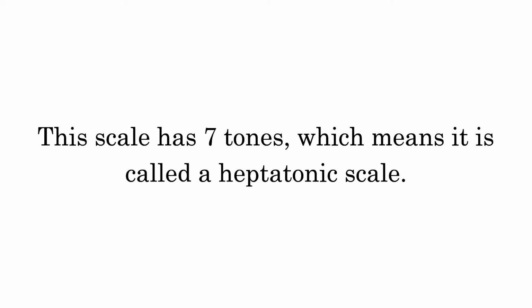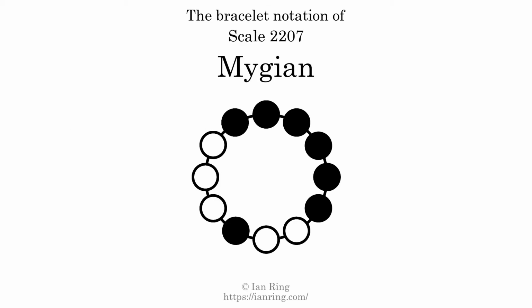This scale has 7 tones, which means it is called a heptatonic scale. This is a bracelet notation diagram of scale 2207. The shaded circles represent tones that appear in the scale, and they are read clockwise, starting at the top.